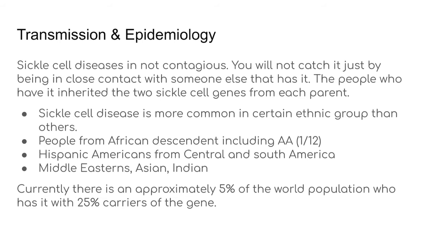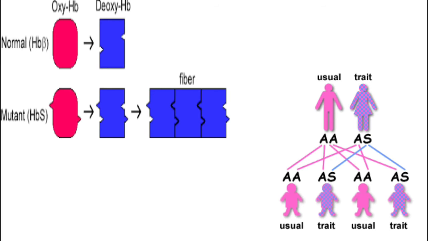Now, we can get back to the picture. Right here, you can see the normal HBB, and then you'll see mutant HBS. Now, normal HBB, that's what everybody has. So they have HbA and HbA, or HbA and HbS. That's normal. So what's not normal is having more HbS, like HbS and HbS. And here's how that happened.